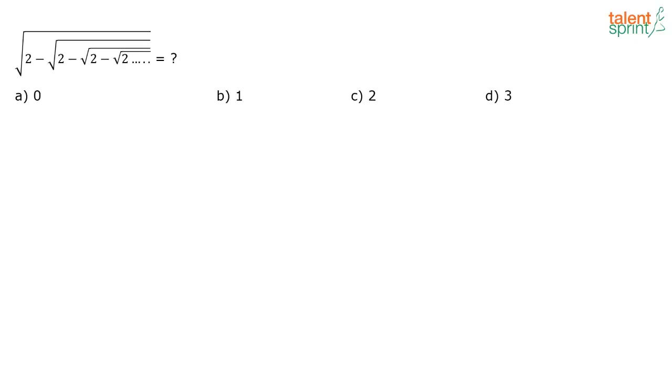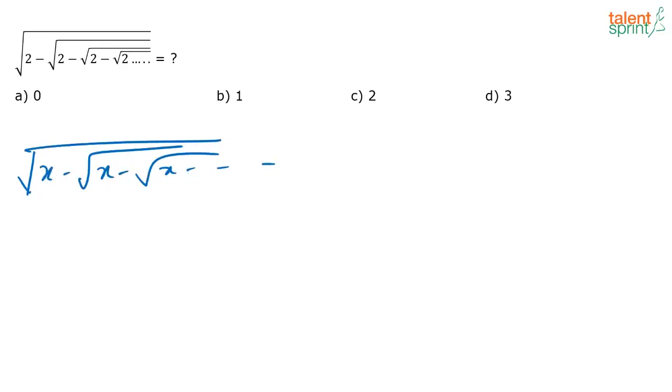Let us say you have to find root of x minus root of x minus root of x and so on till infinity. What you do is find out the factors of this number x, such that the difference between the factors is 1. Basically, find the factors of this number and identify two factors whose difference is 1. The smaller factor among the two will be your answer.